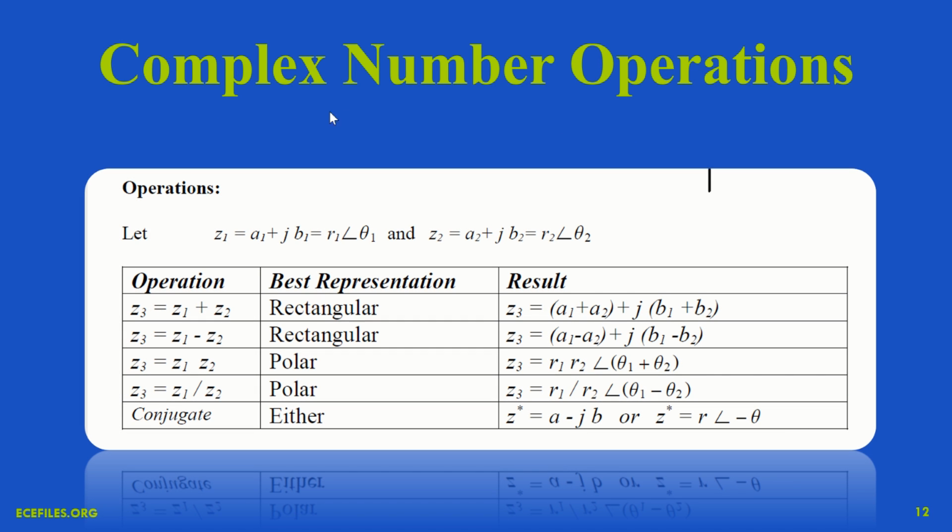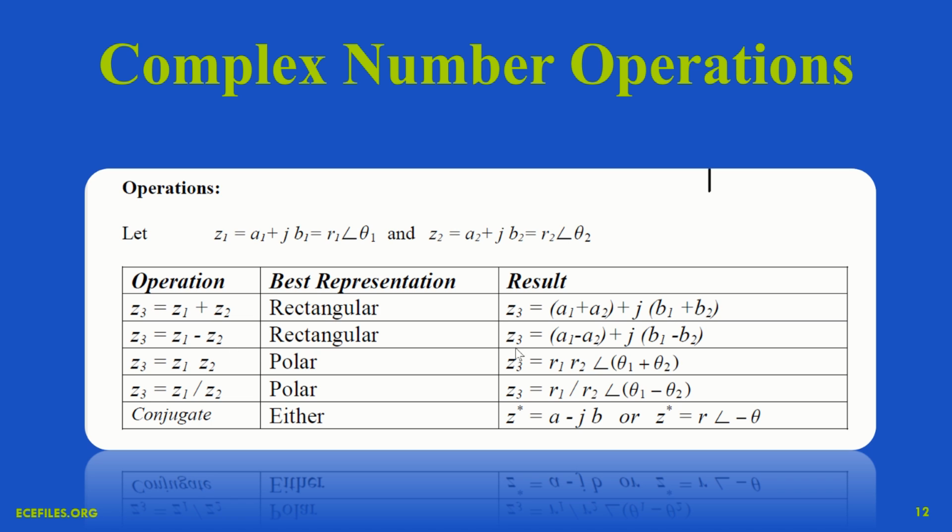Now let's move on to complex number operations. Addition, subtraction, multiplication, and division. So we have two complex numbers, Z1 and Z2. Z1 could be rectangular form or polar form, Z2 likewise. To add complex numbers, it's best to be in the rectangular format. So A1 plus JB1 and A2 plus JB2. And the result is you just add the real parts and you add the so-called imaginary parts.